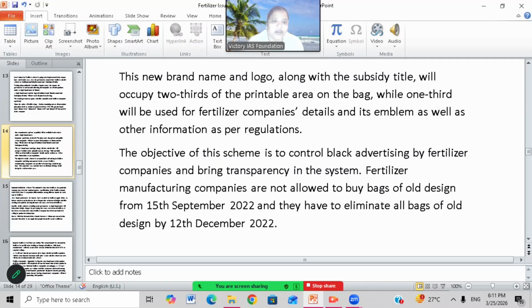Okay. So the objective of the scheme is to control misleading advertising by fertilizer companies and bring transparency to the system. So often farmers are influenced by advertisements. They think that whatever fertilizer ad is coming on TV, that fertilizer only is efficient and famous. Other fertilizers are not efficient for the plant.